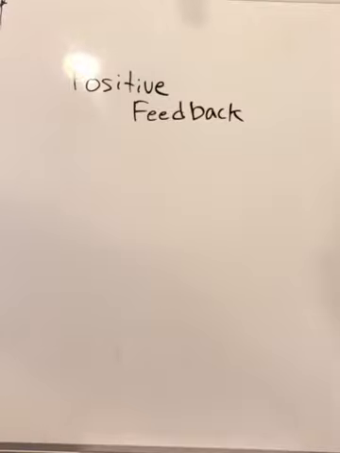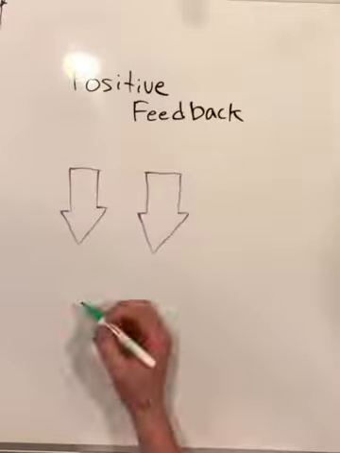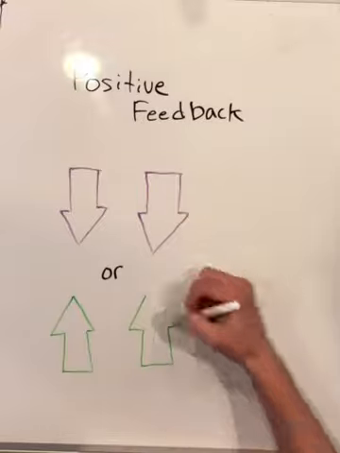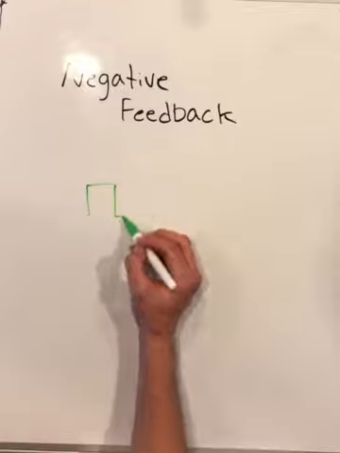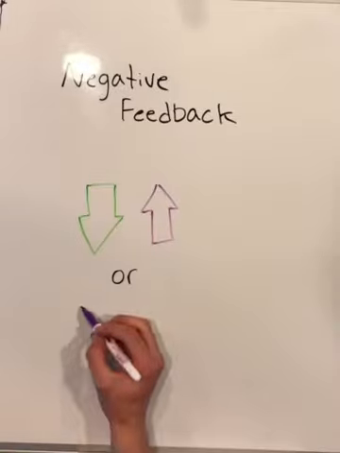When the stimulus and response increase or decrease together in the same direction, positive feedback is created. When stimulus and response are increasing or decreasing in opposite directions, negative feedback is made.